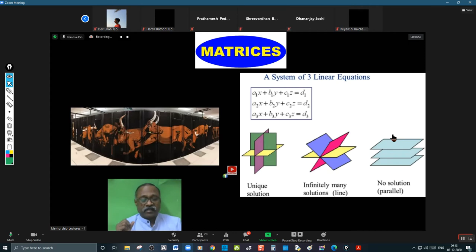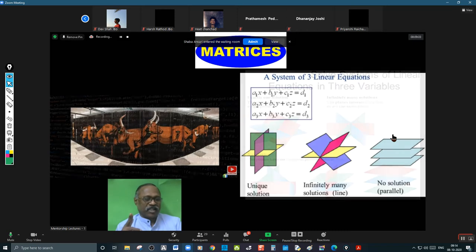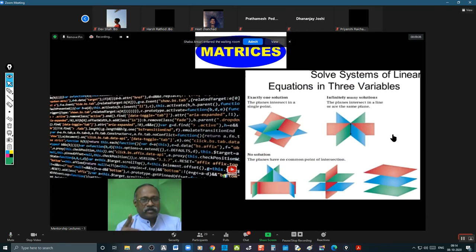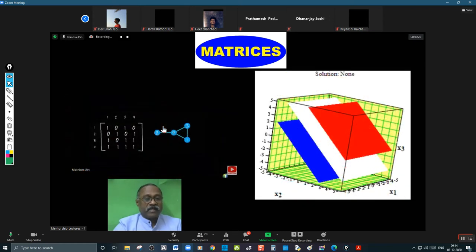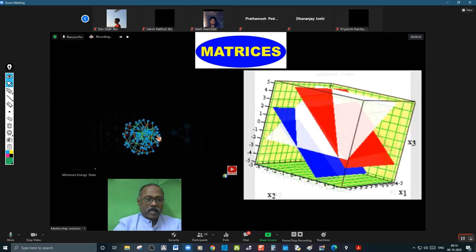The system of linear equations can be comfortably understood through three-dimensional geometry. That's what I mean to say. Similarly, there are beautiful applications of matrices in day-to-day life, which we call real life applications. This is a matrix, this is a circuit. Similarly, this is related to chemistry, the minimum energy state.